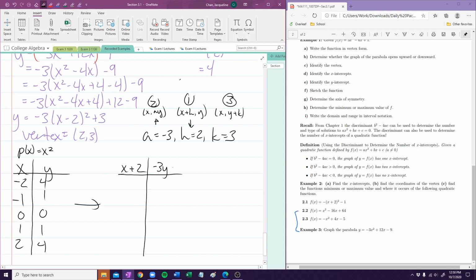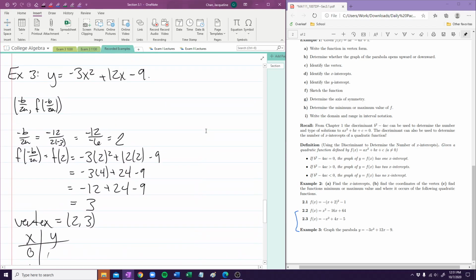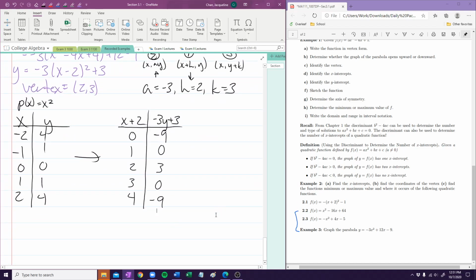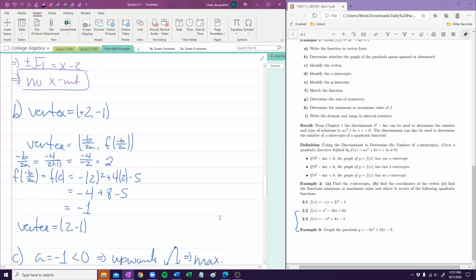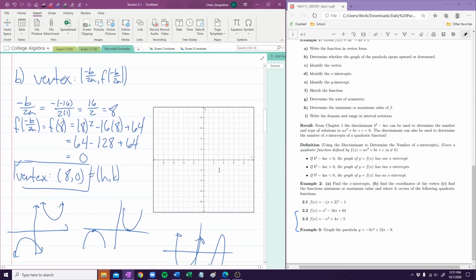Right, so this is going to be negative 3y plus 3. Okay, so this is 0, 1, 2, 3, 4, and my y. So negative 12 plus 3, that's negative 9. This is 0, 3, 0, negative 9. Okay. And then I'm going to use those points to graph. Or, one second, I gotta look for my graph. Oh, right here.